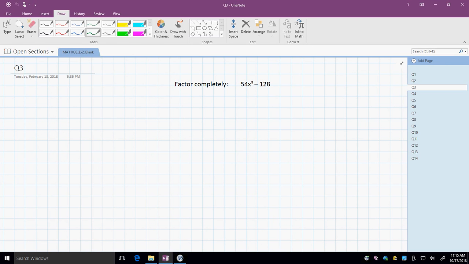So what is half of 54? 27. So I'm going to pull out a 2. It's going to be 27x cubed minus, if I divide 128 by 2, 64. Okay.